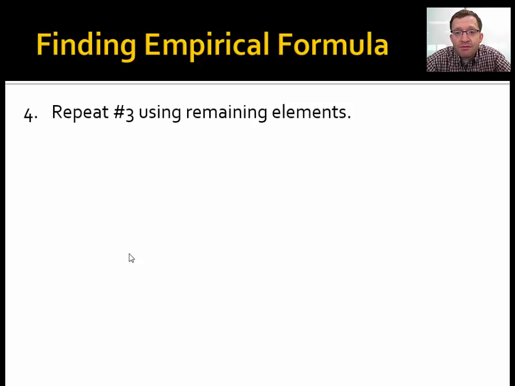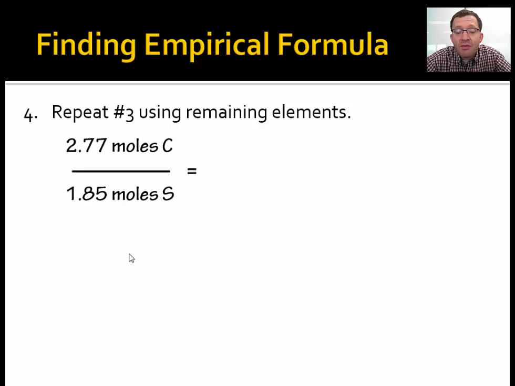But when there's only 3, as in our example here, we'll repeat the same process again, except now you use the second largest number of moles on top and divide by that same bottom number. Keep the denominator the same on all of your ratios. The smallest number of moles goes on the bottom for every ratio that you do. You want to keep that as your common link. So carbon was my second largest number of moles when I made those first conversions, 2.77 moles of carbon. I'm going to divide that by the same 1.85 moles of sulfur that I used in the last ratio.